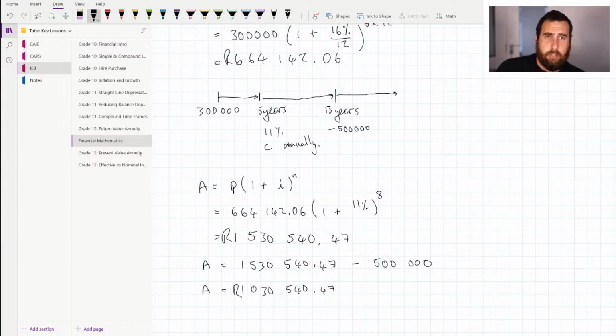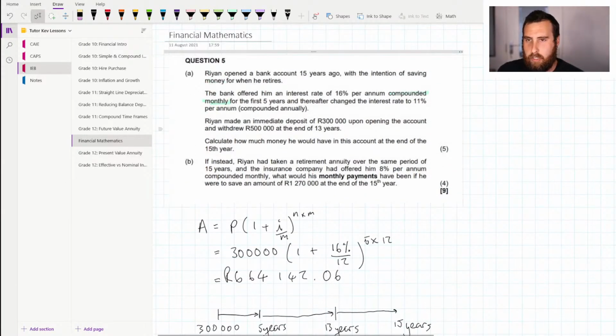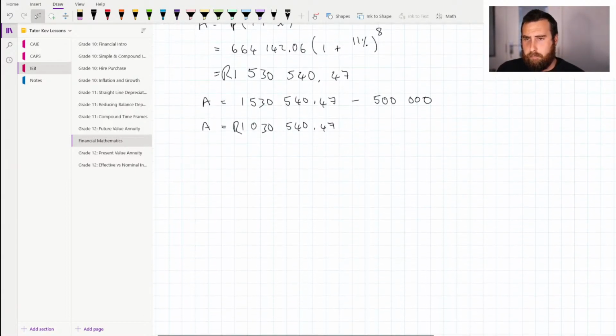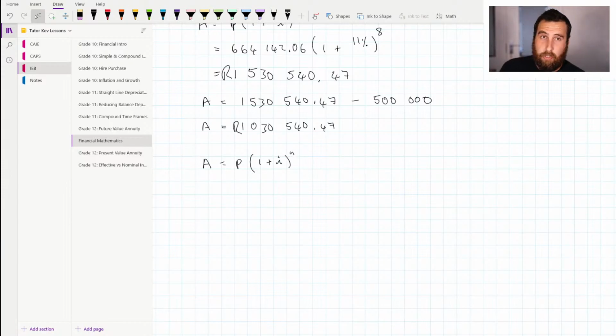And then this amount we have another 2 years worth of compound interest. So that'll take us to the 15th year, which is what the question is asking us. They're asking for how much does he have in his account at the end of the 15th year. Right, so last compound interest formula, A is equal to P, 1 plus i to the power of n. And again, it's still annual. We're not using compounded monthly here.